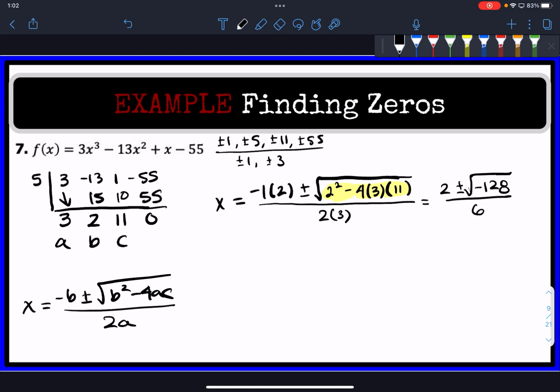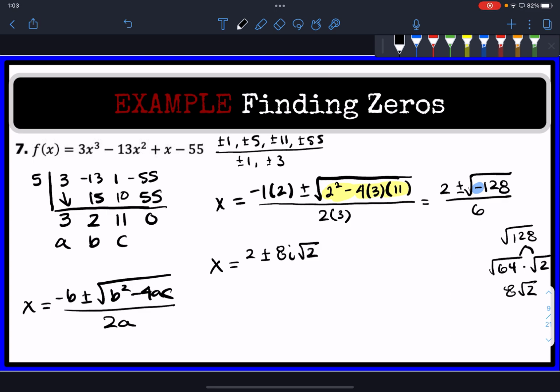Now let's do some side work over here. The square root of 128 is not a perfect square, but it does have a perfect square factor, specifically 64. So if I multiply 2 with 64, that gives me 128. And since the square root of 64 is 8, that perfect square, I can write the square root of 128 as 8 times the square root of 2. Now the only difference here is because it's a negative, it's going to have that imaginary unit. So x is going to equal 2 plus or minus 8i times the square root of 2.